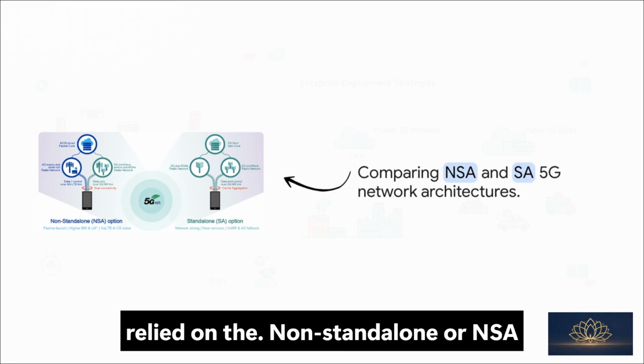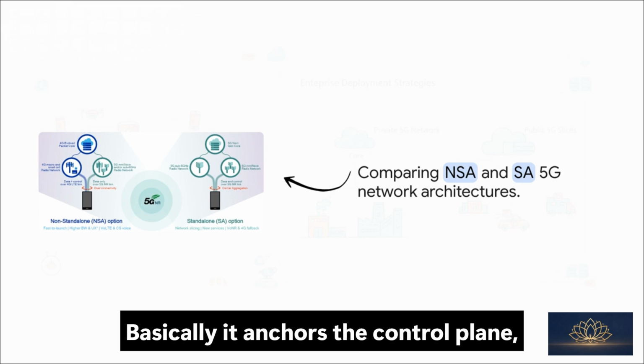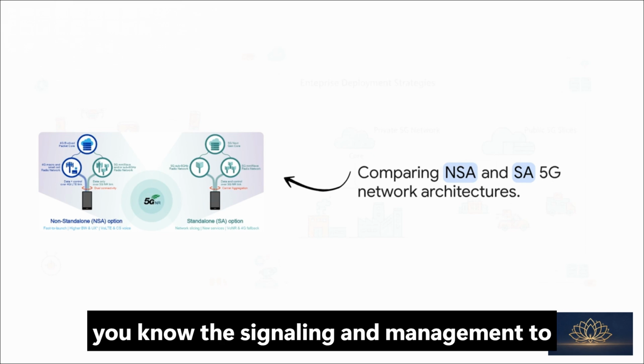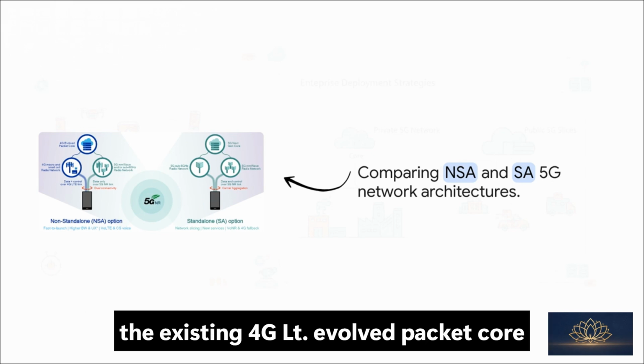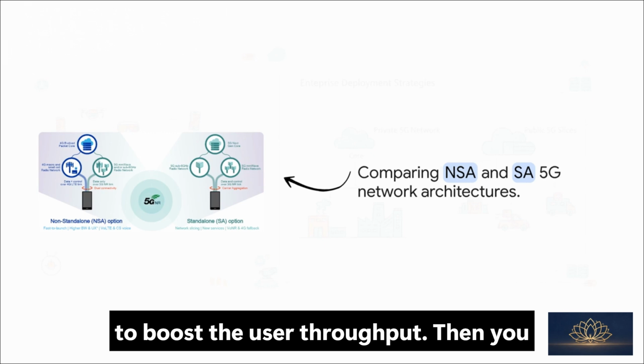Early rollouts heavily relied on the non-standalone, or NSA architecture. This is option 3. Basically, it anchors the control plane, the signaling and management, to the existing 4G LTE evolved packet core, while simply adding 5G NR radios to boost the user throughput.